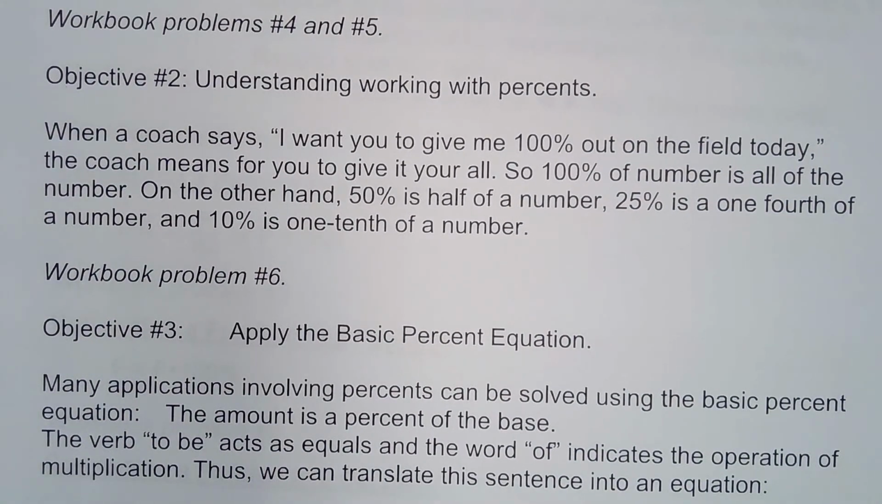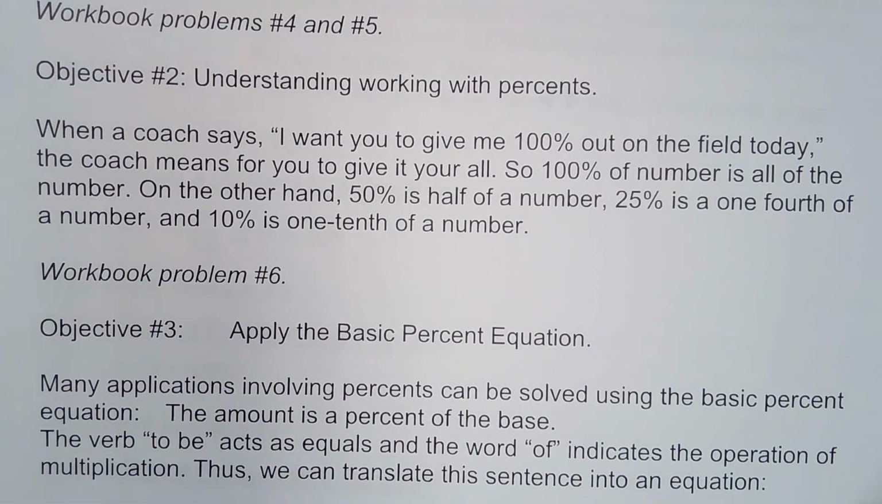Now, when the coach says, "I want you to give me 100% out on the field today," the coach means you want to give it your all. So 100% of a number is all of the number. On the other hand, 50% is half of a number, 25% would be a quarter of a number, and 10% would be 1/10 of a number. So if you're asked for 50% of a number, we can divide by 2. If you're asked to find 25%, divide by 4. If you're asked to find 10%, divide by 10.